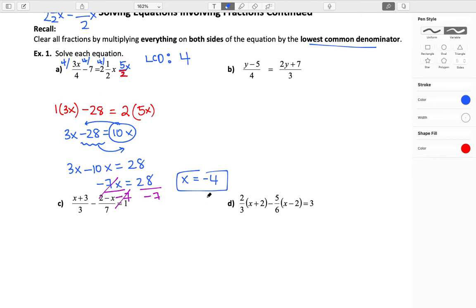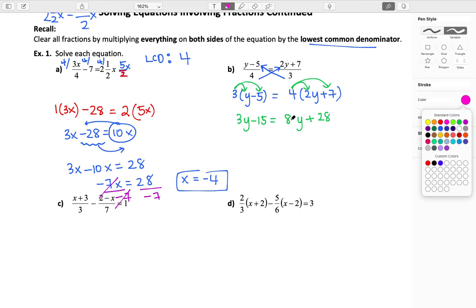Okay. Now, what if you were given a fraction equals a fraction? What you need to do, this is actually easier, is cross multiply. So that means it's going to be 3 times, don't forget the bracket, 4 times this. And after that, you can get rid of the brackets by doing the distributive property. So it'll be 3y minus 15 equals 8y plus 28.